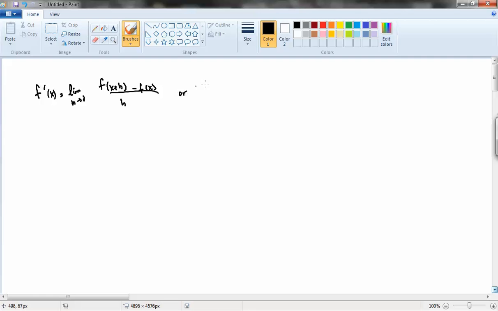Or, f prime of x can also be thought of as f of x minus f of a, all divided by x minus a, and this would be the limit as x goes to a. Now, the derivative is the core of modern calculus, and it's one of the cores of modern mathematics. But the formula can be very scary and intimidating.